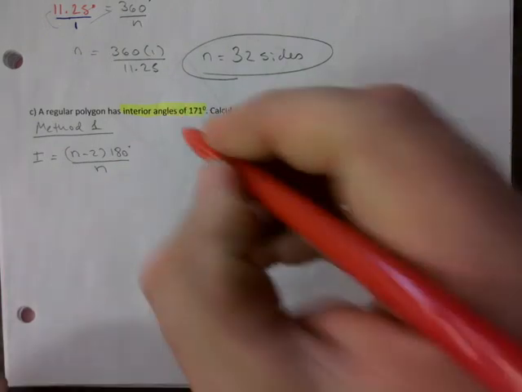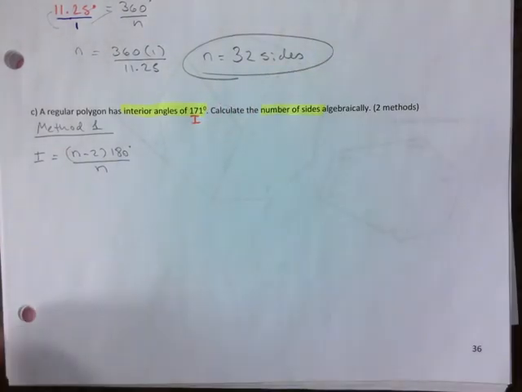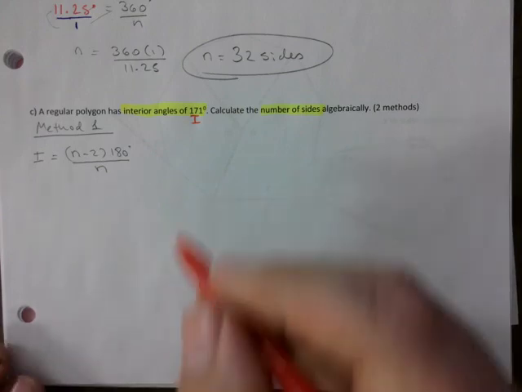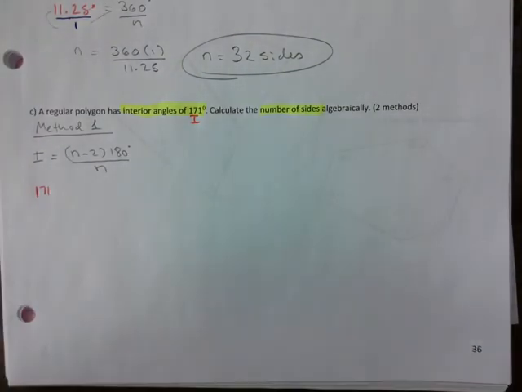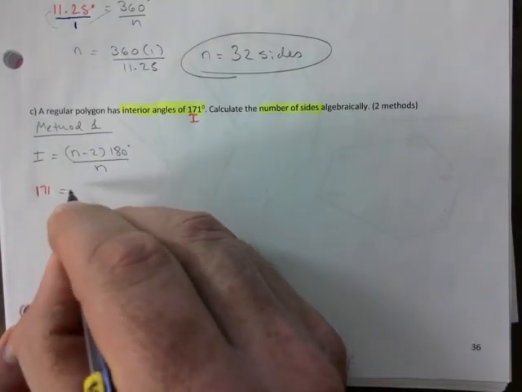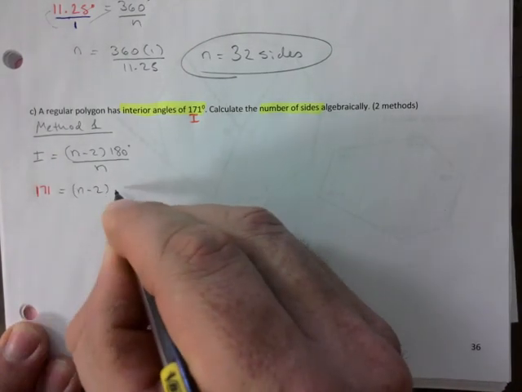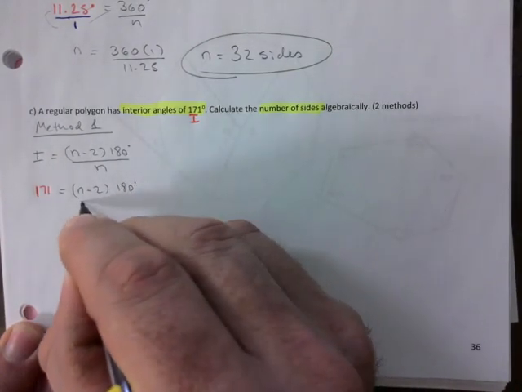Yikes, right? So the 171, this is I. I already know what it is. I'm not calculating it. So you put that in: 171 is equal to n minus 2 times 180 over n.